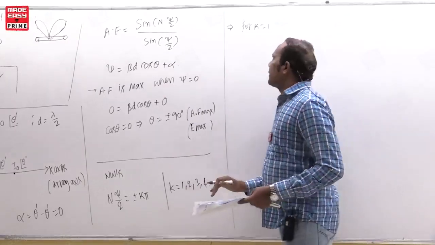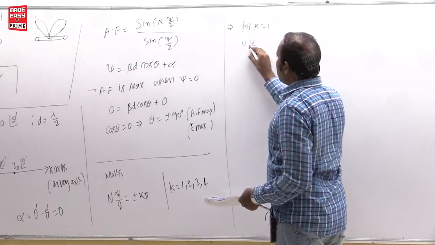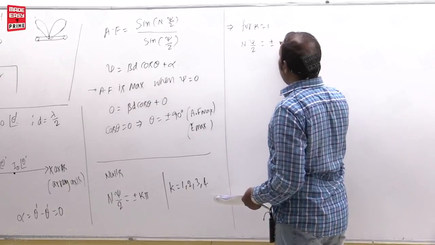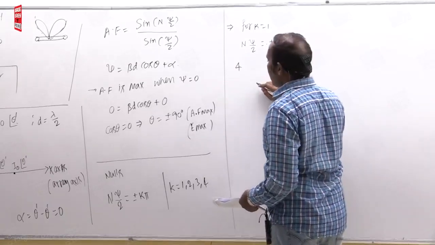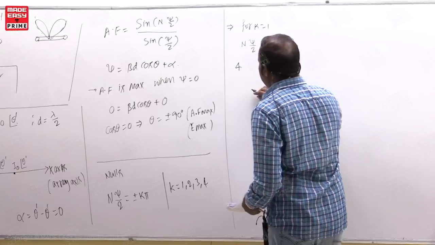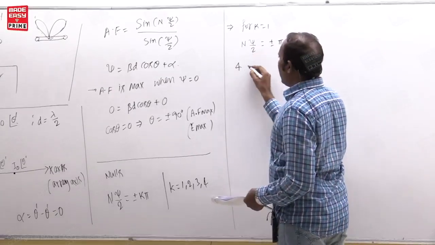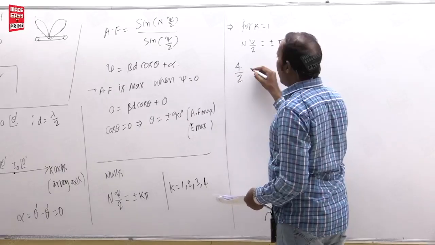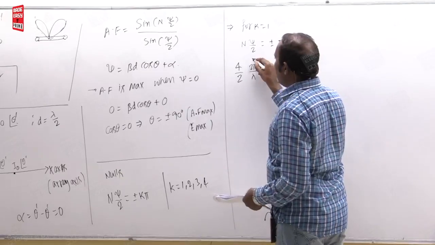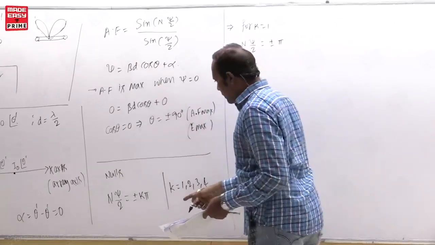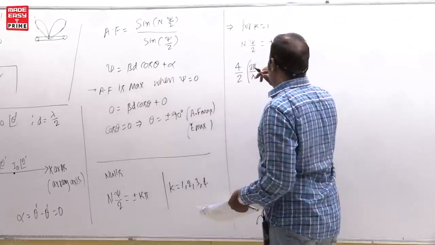So many options are there. First we will take k is equal to 1. Then for k is equal to 1, n psi by 2 is equal to plus or minus pi, and n is equal to 4, it is given. Then the psi value: beta is actually 2 pi by lambda. So I am using n into psi by 2. What is psi? This one.